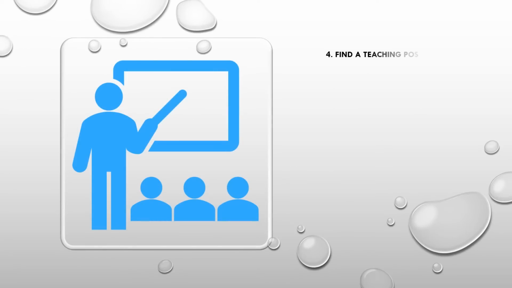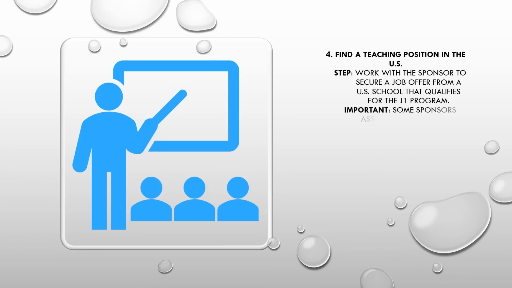Then find the teaching position. Some of the sponsors will find the teaching position for you, and they will secure for you a job offer from the US school. After that, now there are 3 ways. Some sponsors will assist you directly find the position. Some will ask you to find the position and then they support you. But others will find the position and transfer you to someone else who will support you with the entire process.